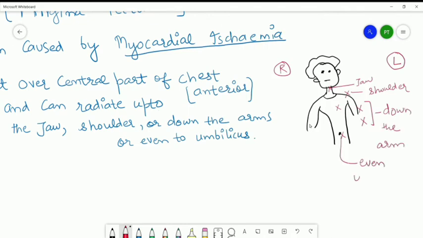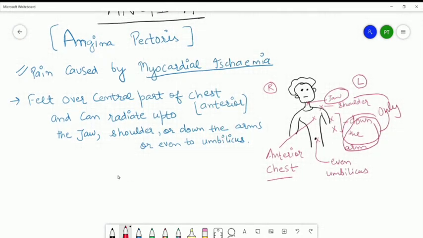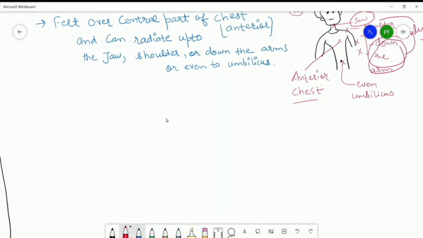Usually it is felt more on the left side because the heart is tilted towards the left side, and in the anterior chest, obviously. Sometimes there is no chest symptom but only pain in the jaws and down the arms. Only these two sites of pain are present in angina, so you have to be careful regarding the diagnosis.